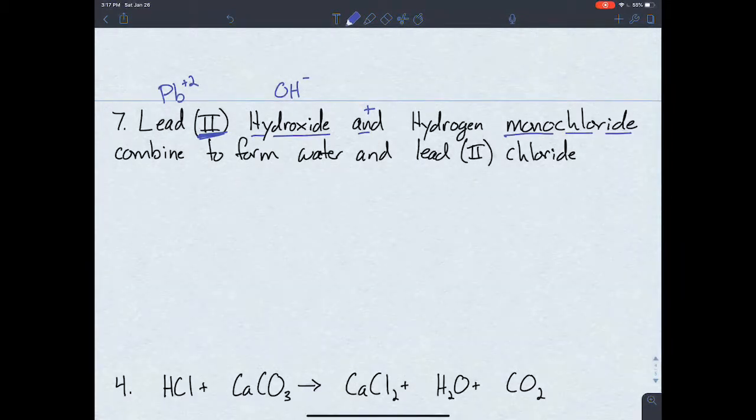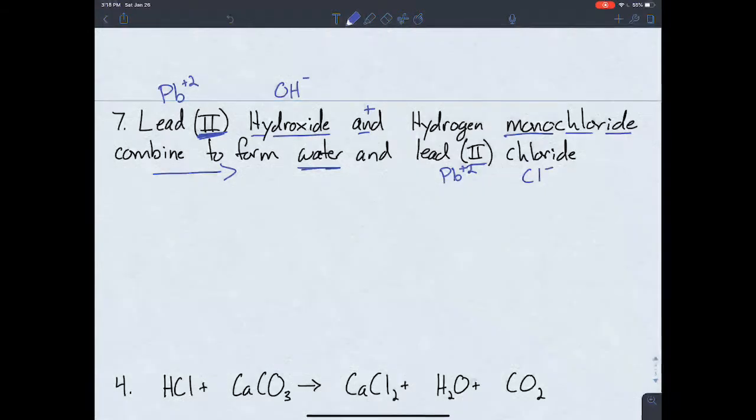Monochloride. Okay, you're going to have to know that. Combined to form, here's my reaction arrow, water. Okay, you should all know the formula for water. And lead 2, again, we have the lead 2 +2. Chloride: chlorine's a halogen in the 7th group, so it's going to gain 1 electron to get an octet, so it's going to be chlorine -1.